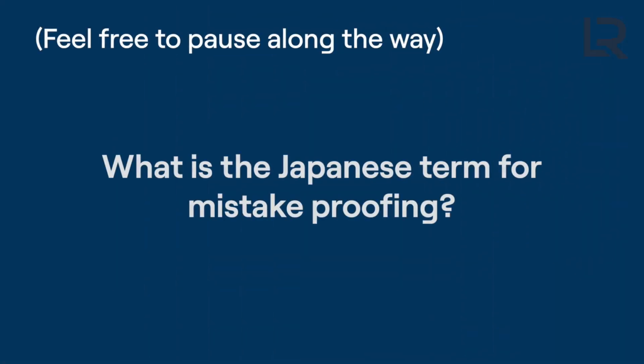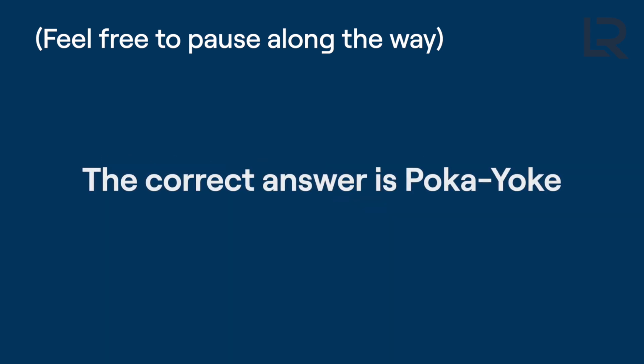Now let's take a second and conduct a quick knowledge check. Question 1. What is the Japanese term for mistake proofing? The correct answer is poka-yoke.